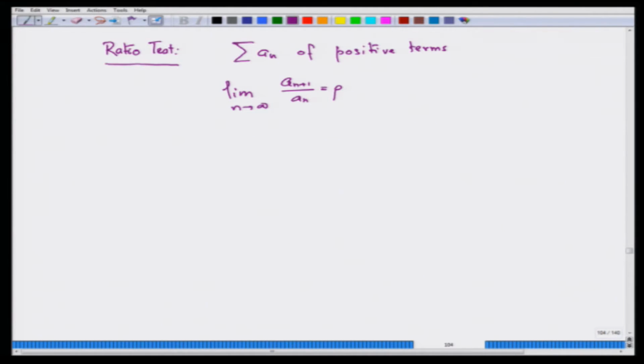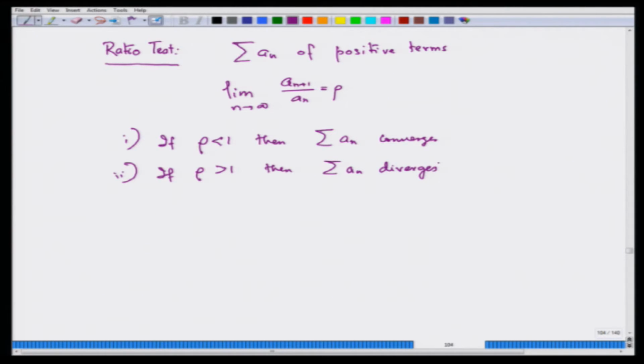So, suppose this limit is rho, some number. Number 1, if rho is strictly less than 1, then summation a_n converges. Number 2, if rho is greater than 1, then the series diverges. Number 3, if rho is equal to 1, then the test is inconclusive. Then you have to look for other tests or other methods to show convergence if you think there is convergence, or show divergence. So, you can't make any conclusion.